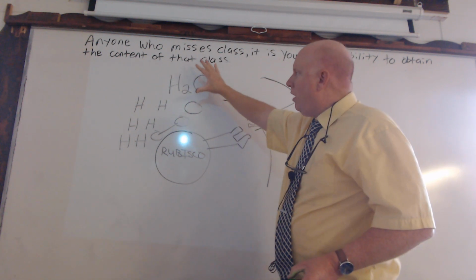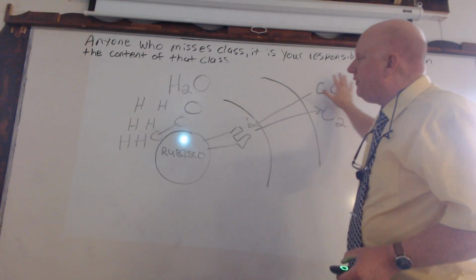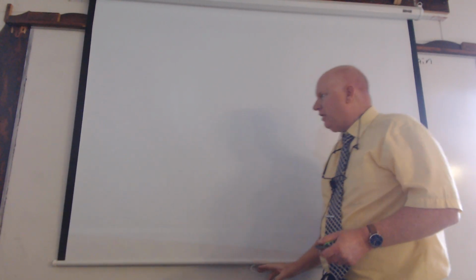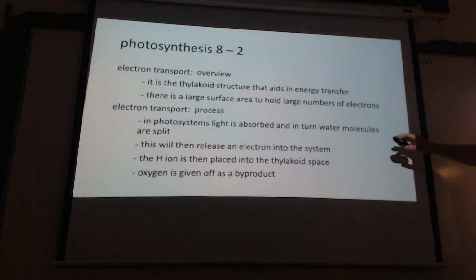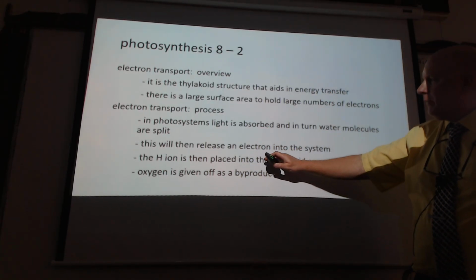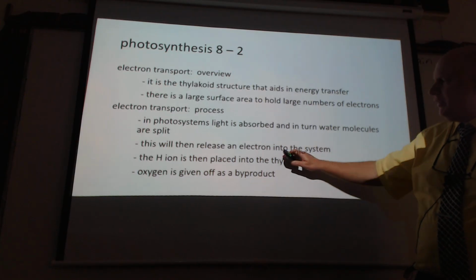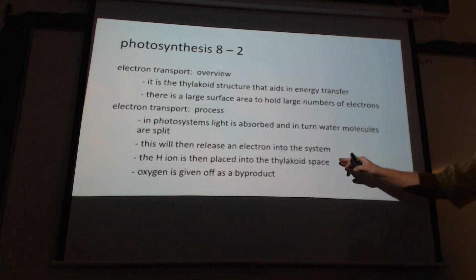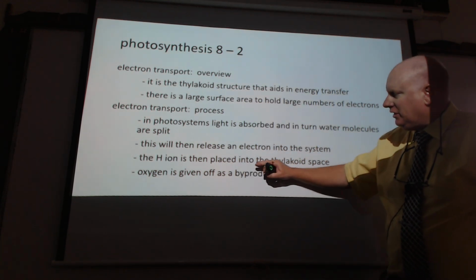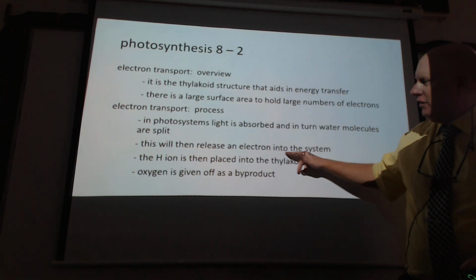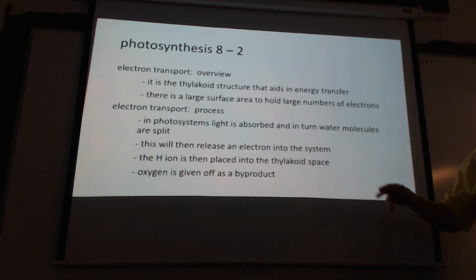But what happens is this water molecule gets split, and oxygen is given off as a byproduct. This hydrogen then pushes these electrons in the electron transport chain, and we'll talk about why that's important a little later. So light is absorbed, and in turn, water molecules are split. This will then release an electron into the system. Once you split those oxygen atoms, it releases that electron. The hydrogen ion is placed into the thylakoid space, and that hydrogen ion pushes this electron. That's why it's called the electron transport chain.